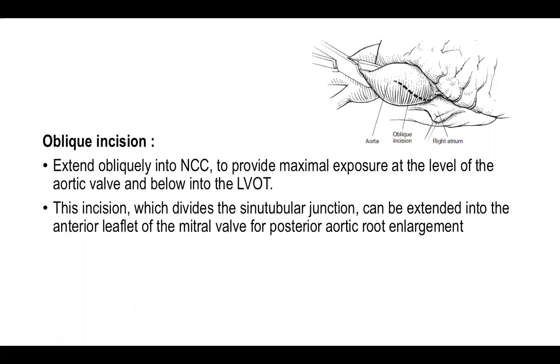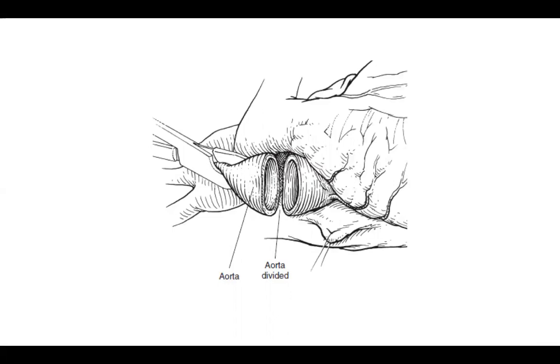And this again gives good exposure of the aortic root and LVOT. In case of the extended incision, like in this picture, you transect the aorta above the sinotubular junction, for example in the Ross procedure or stentless bioprosthesis implantation. Again, this is good for LVOT and aortic root exposure.